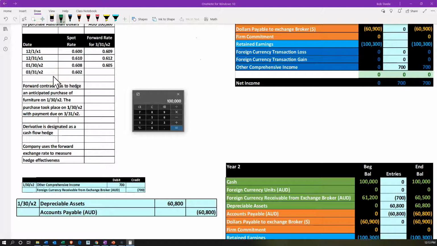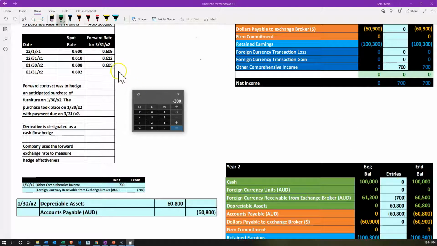So we're going to take the 100,000 times the 0.602. That's going to be the 60,200. What's currently on the books is the 60,500. If we subtract that out, minus the 60,500, we get the $300 difference. That $300 difference is going to be a loss.